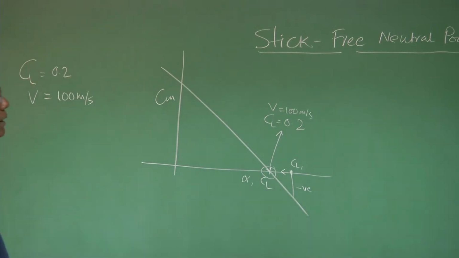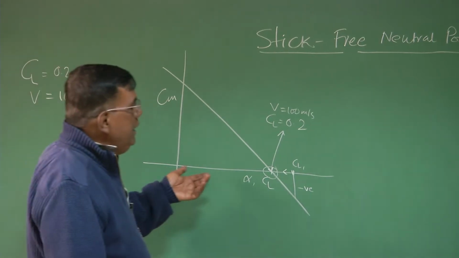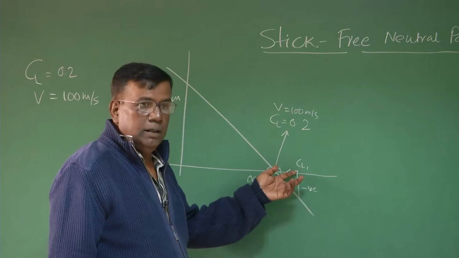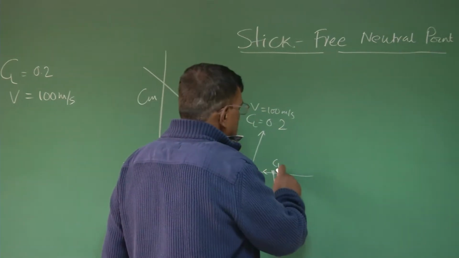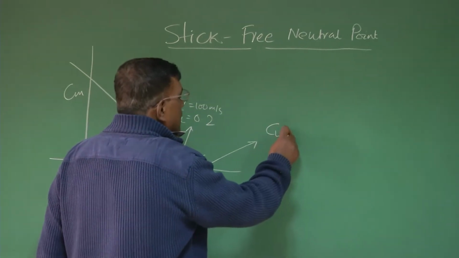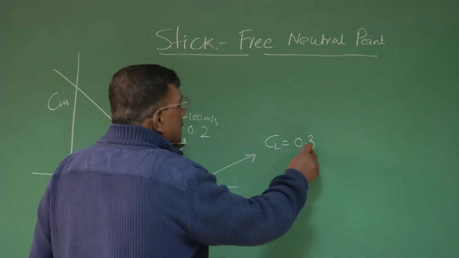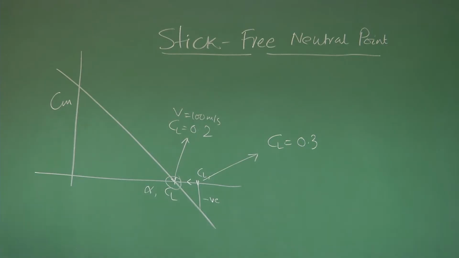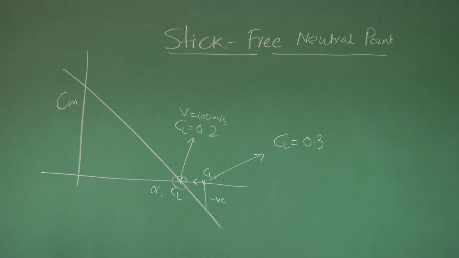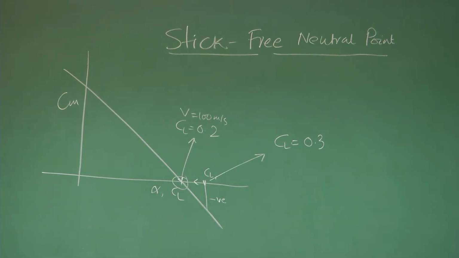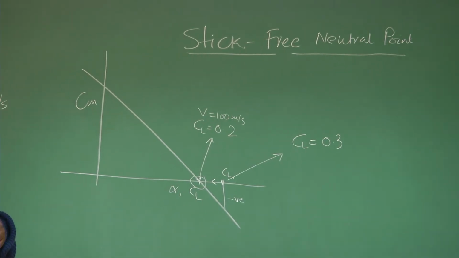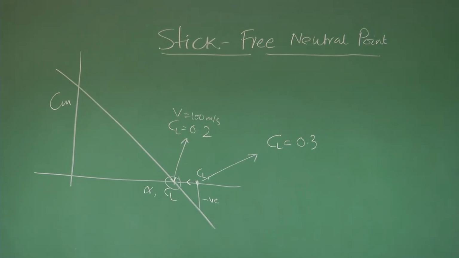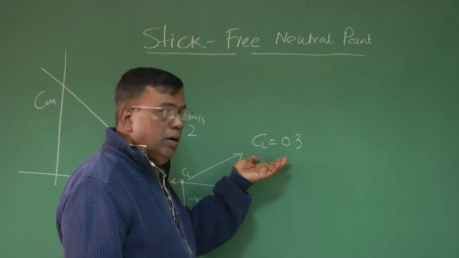Say the pilot desires to fly at a new CL, which is CL1, let us say CL equal to 0.3, and he has to maintain level flight at the same altitude. So he has to do what? Reduce the speed, number one, and also do something with the elevator deflection, right? Why does he have to reduce the speed? Because he will be flying at the same altitude.